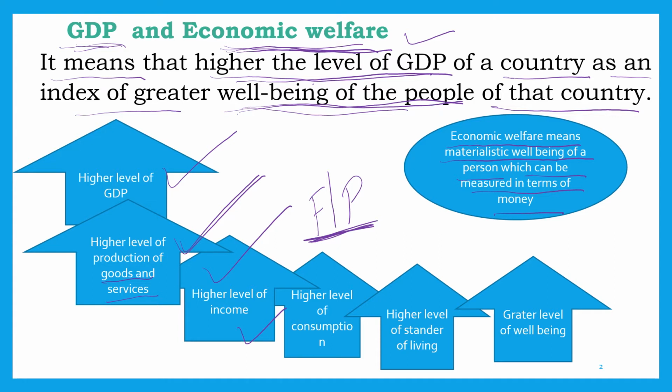When your income is good, then your level of consumption will also be high. When there is a high level of consumption, there is a higher standard of living. See here, high consumption means you are not only buying necessaries, but you will buy comforts and luxuries. That means your standard of living is going to increase. When your standard of living increases, it means there will be a greater level of well-being.